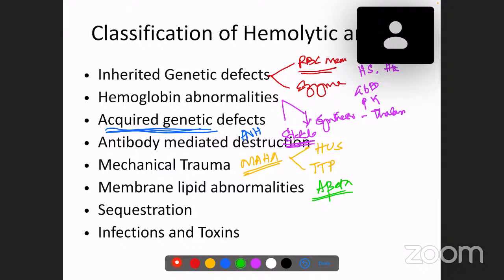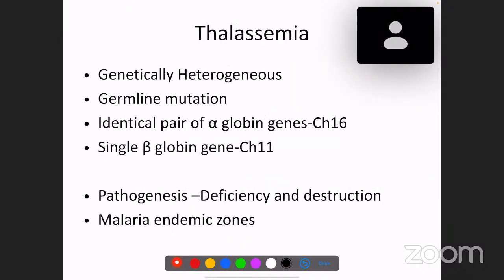Today's topic is focusing on hemoglobin abnormalities. Specifically, we are going to discuss thalassemia. What is thalassemia? A genetically heterogeneous disorder. It is because of germline mutation. Remember, hereditary spherocytosis is autosomal dominant. Sickle cell anemia is a point mutation. Thalassemia has multiple etiologies, but all of these are inherited. The mutation is in utero, so they are all germline mutations.